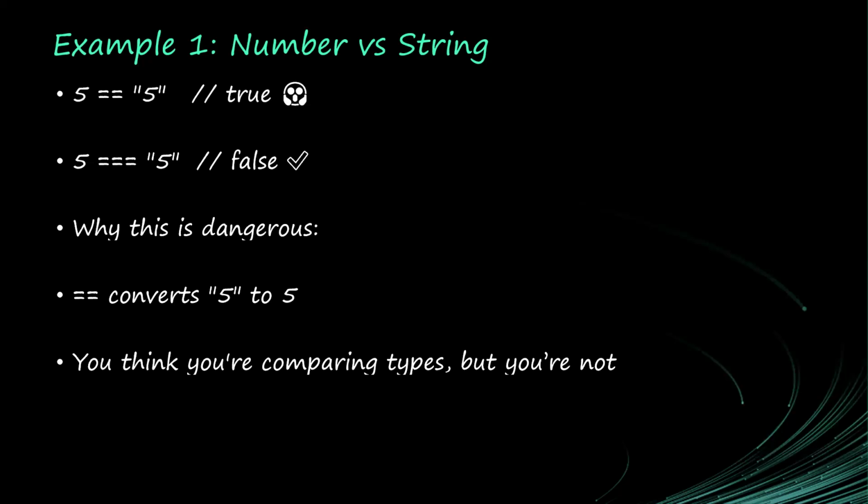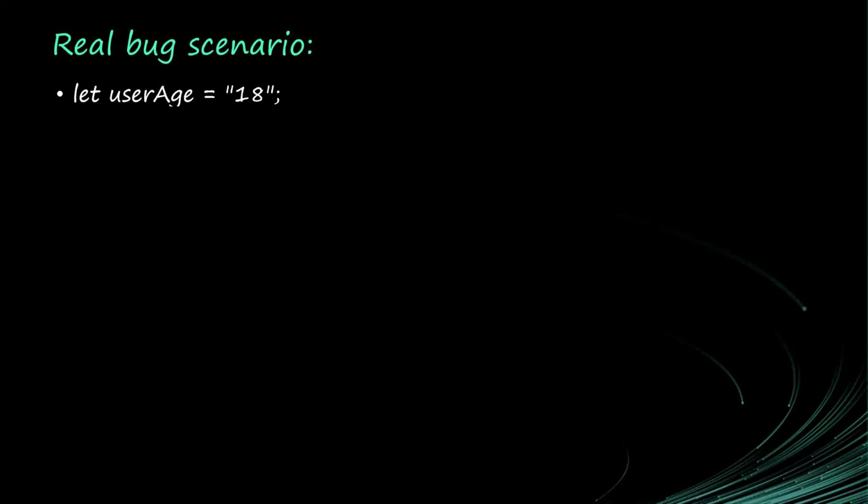Now, this non-strict equal to operator is very dangerous because it will go and convert the type for you, even without you knowing, even without you explicitly doing that. This will implicitly do it for you. So now the real bug scenario is this.